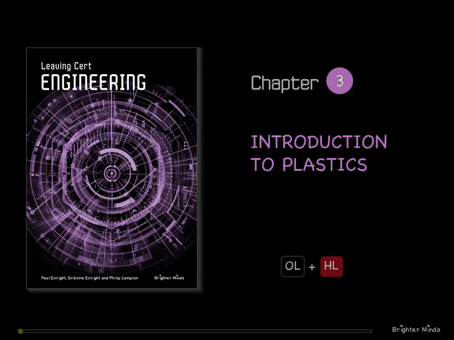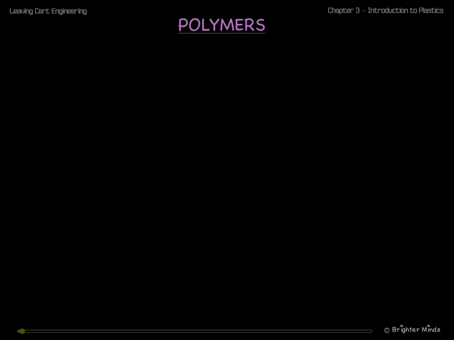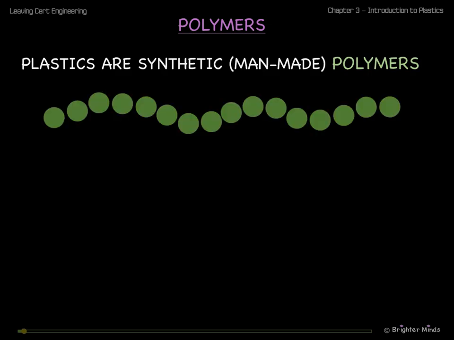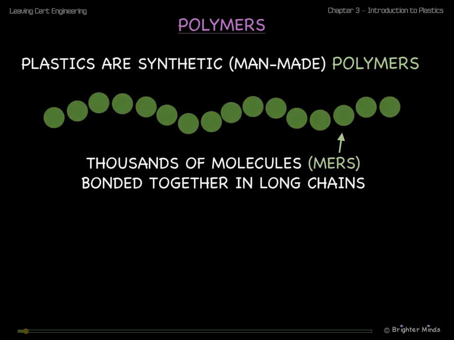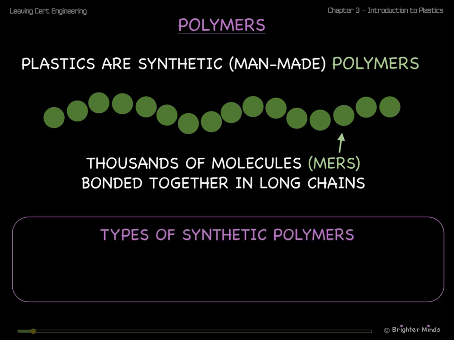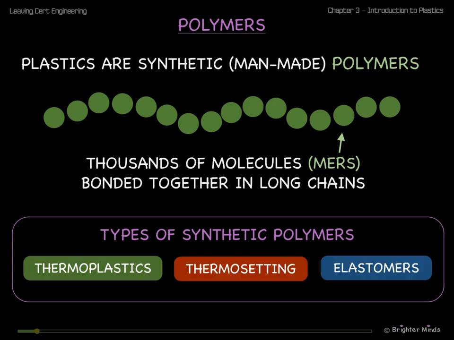Chapter 3: Introduction to Plastics. Plastics are synthetic polymers. Polymers consist of thousands of molecules, called mers, which are bonded together in long chains. This chain structure gives plastics their properties. There are three main types of synthetic polymers: thermoplastics, thermosetting plastics, and elastomers.